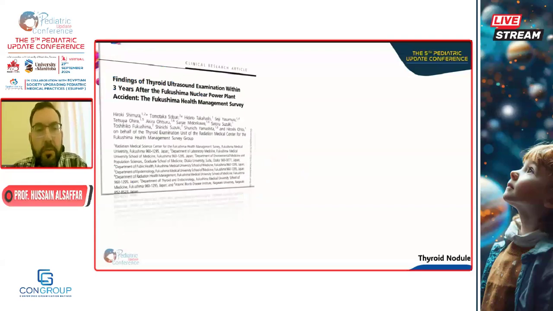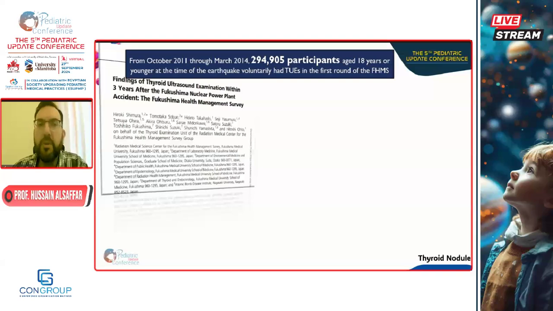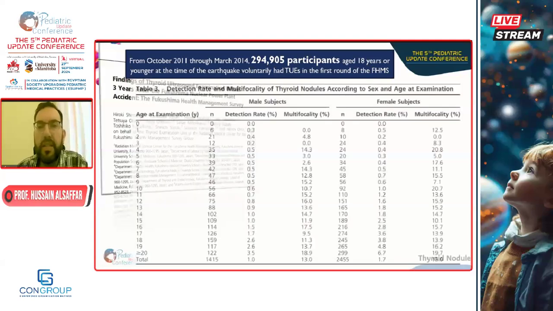Hiroki Shimura from Fukushima in Japan did perhaps the largest study in the pediatric population, and this was done in the Fukushima Health Management Survey over 3 years, where they got 294,905 participants aged less than 18 years between 2011 and 2014. This was a time of earthquake, and they voluntarily had thyroid ultrasound examination in the first round of their healthcare system.